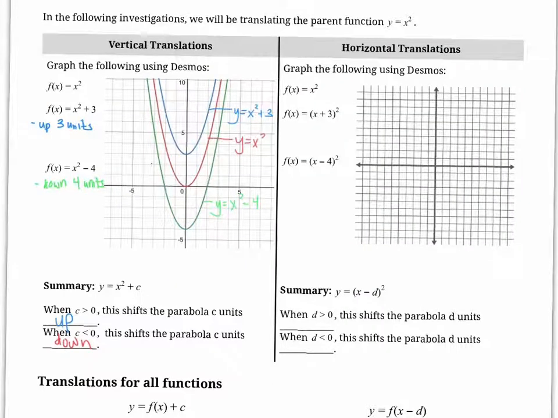Now let's see what happens when we add and subtract numbers inside the function. So you can compare it to this guy. This plus 3 would be considered outside the function because it's outside of the squared. Here it's inside of the squared, touching the x. So what's going to happen to our parabola if we add and subtract numbers inside the function? So go to Desmos and check.